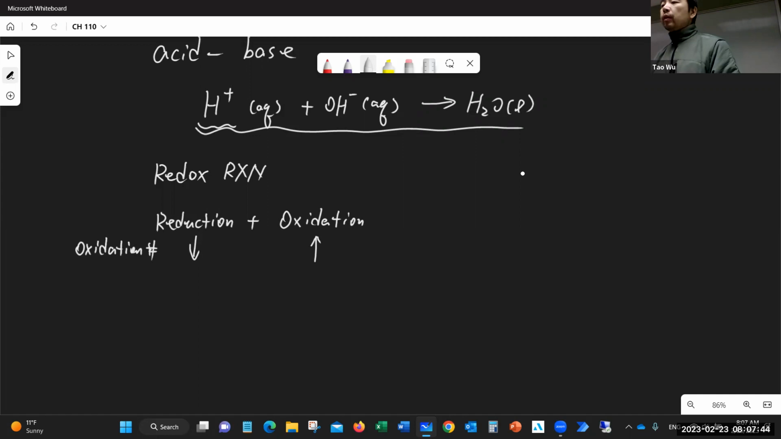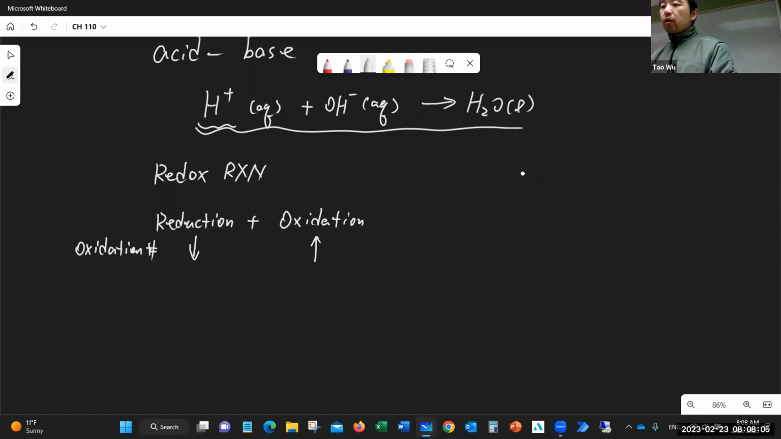As long as you can figure out the oxidation number for each of the elements in the compounds, then based on the chemical reaction, you can figure out which one increases and which one decreases, right? So then you will figure out which one is reduced and which one is oxidized.